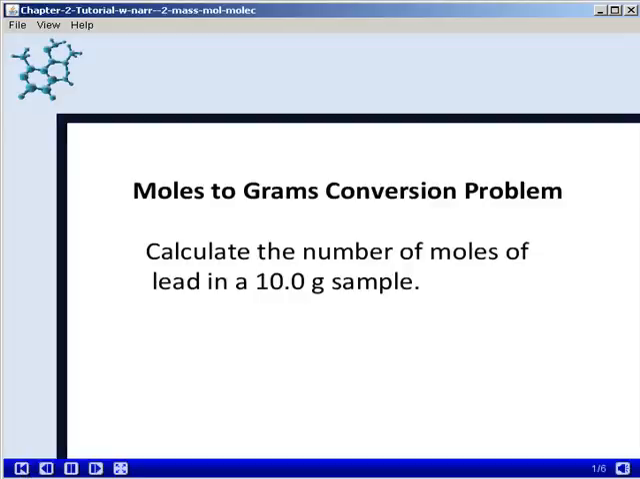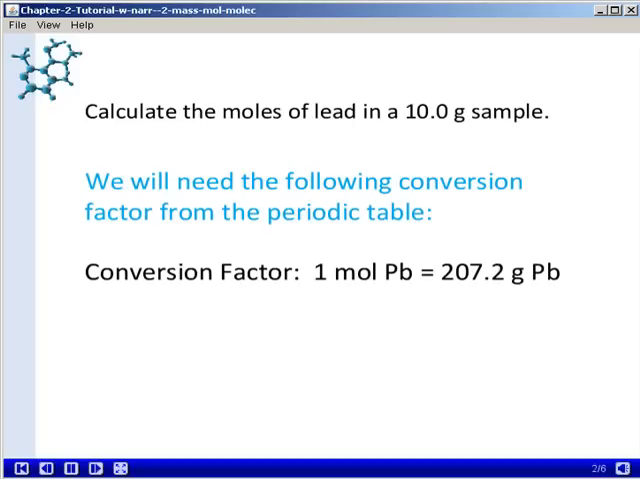In this problem, we are going to do a moles to grams conversion, in which we're asked to calculate the number of moles of lead in a 10.0 gram sample. The conversion factor that we'll need can be obtained from the periodic table, and the relationship is that 1 mole of lead is equivalent to 207.2 grams of lead.